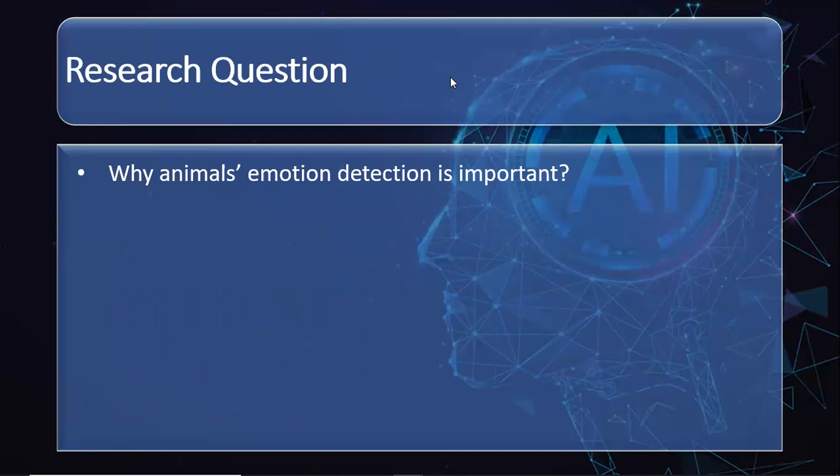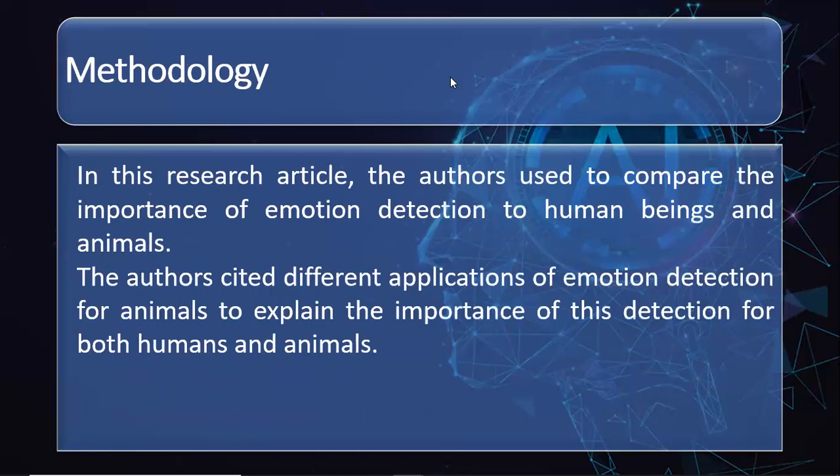So the research question that I saw in this article is why animal emotion detection is important. Then we'll go to the next slide. So, the methodology. In this research article, the authors compared the importance of emotion detection to human beings and animals. The authors cited different applications of emotion detection for animals to explain the importance of this detection for both humans and animals.